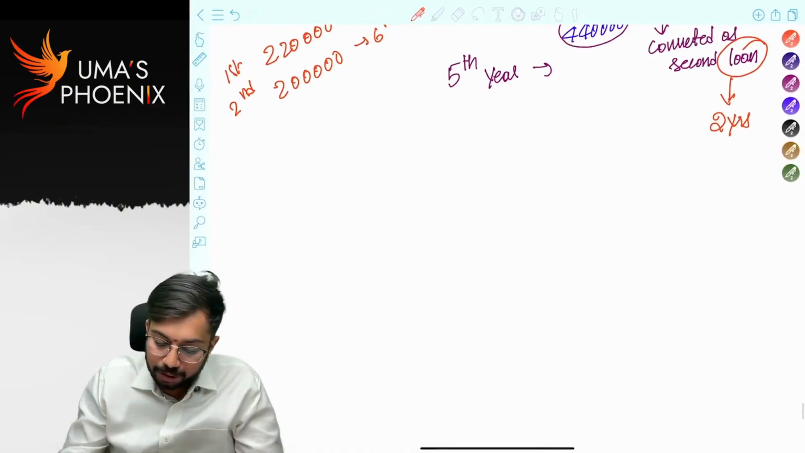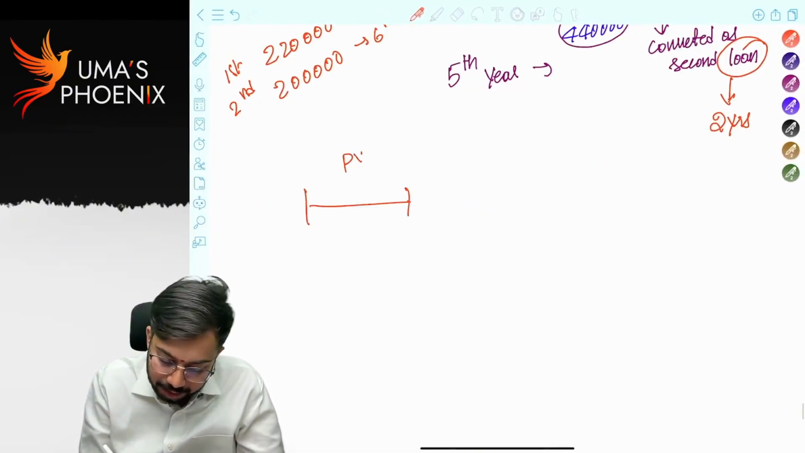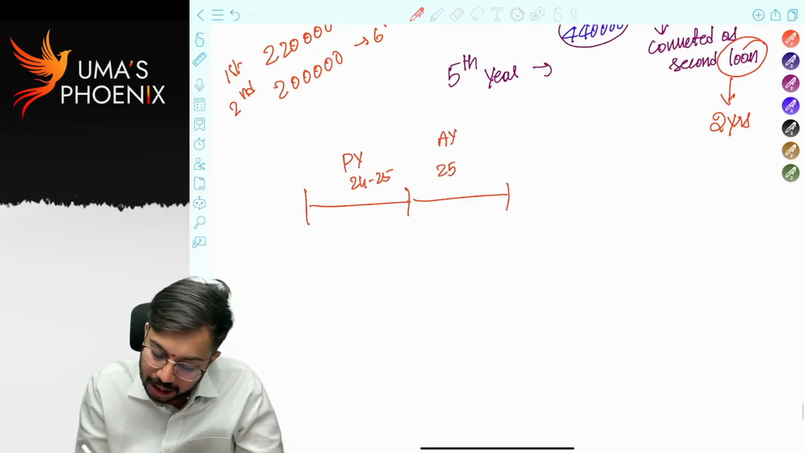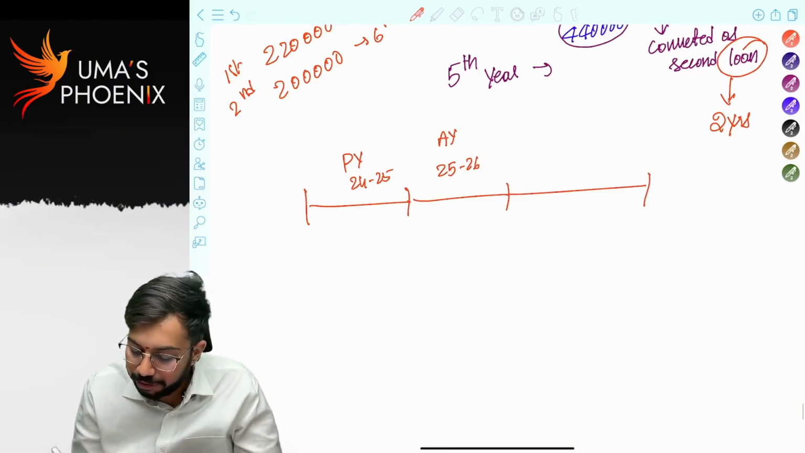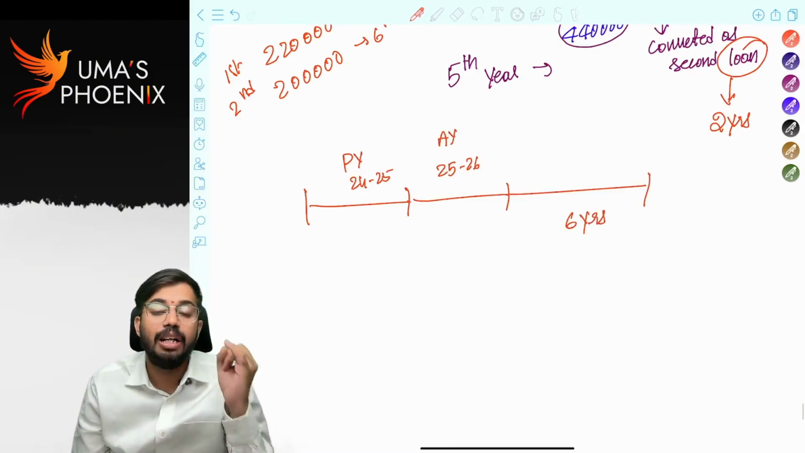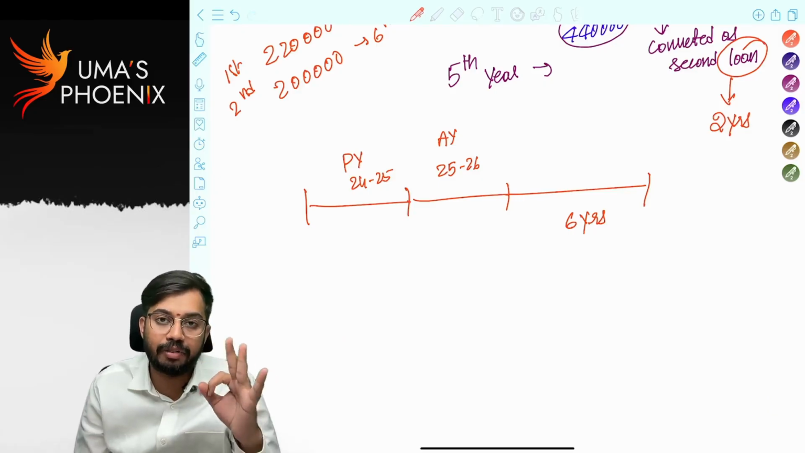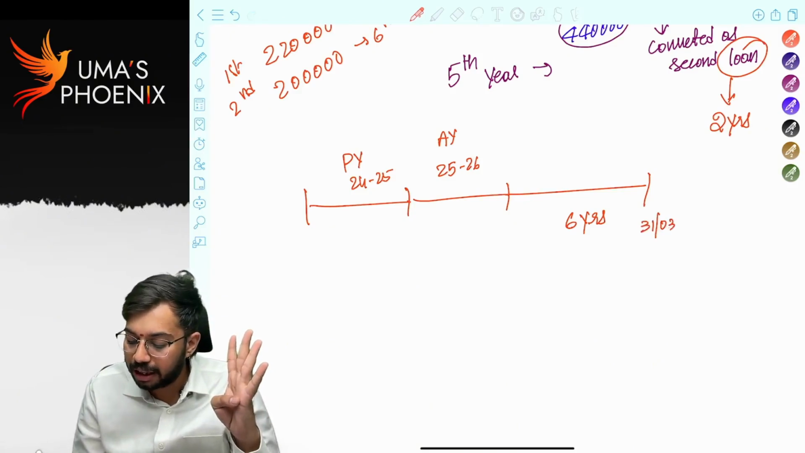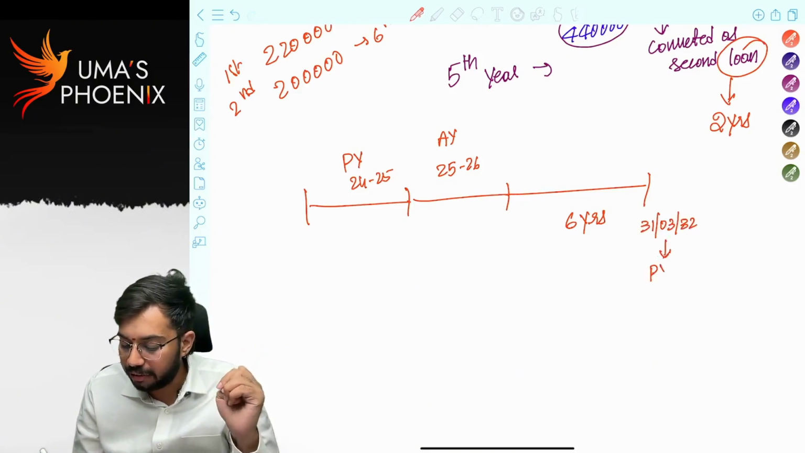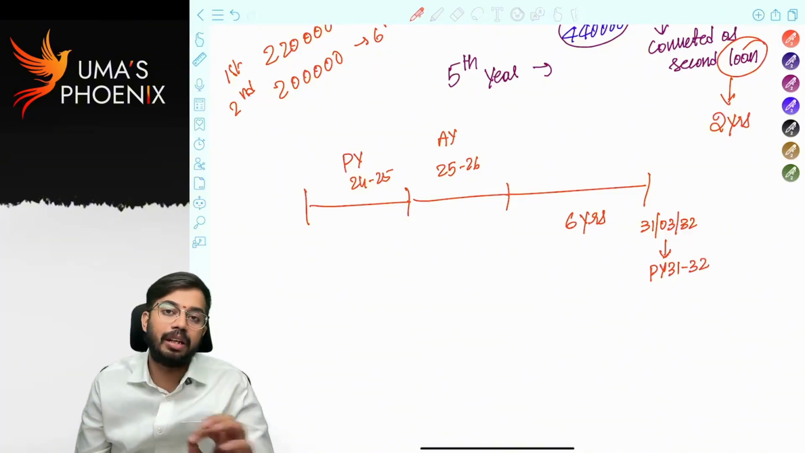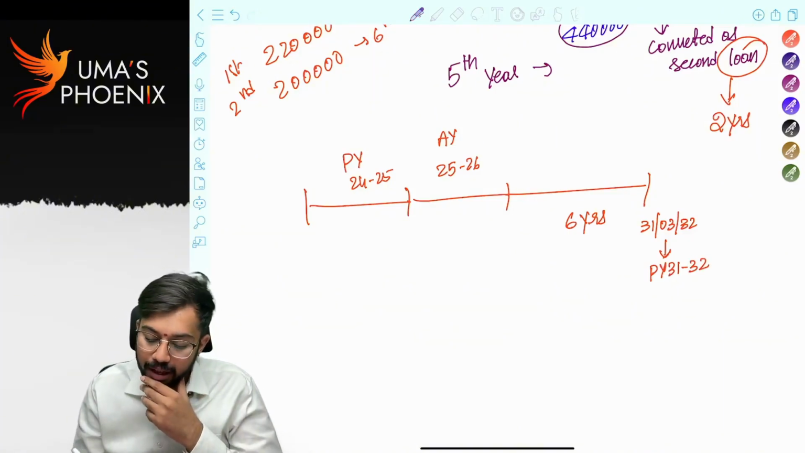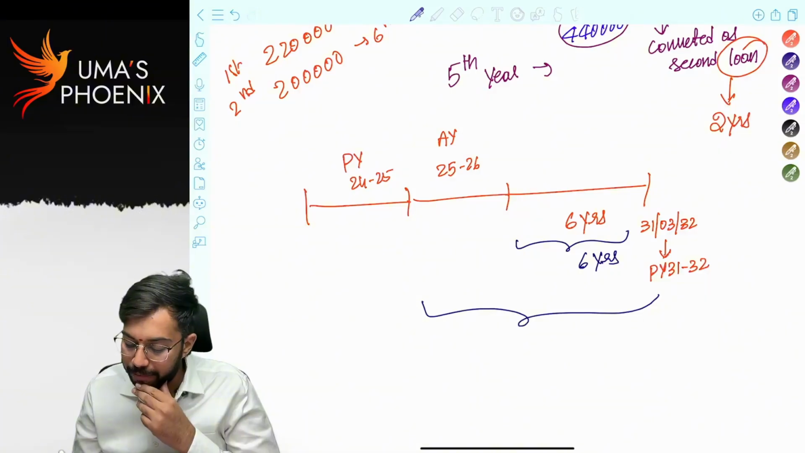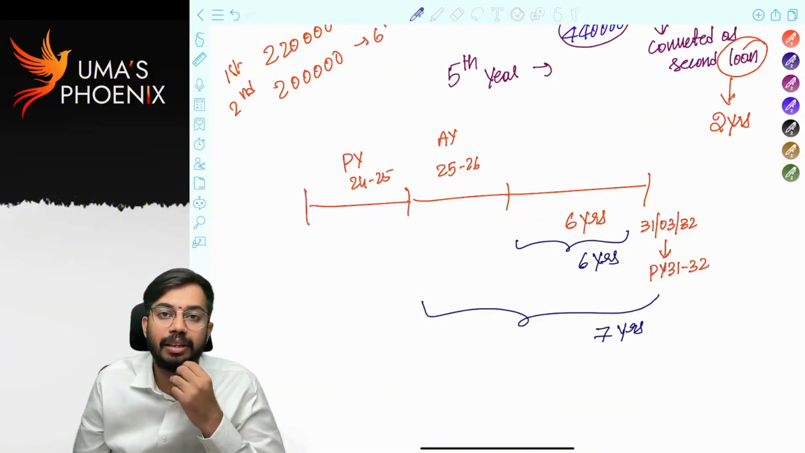Period. Books of accounts are required to be maintained for 6 years from the end of the relevant assessment year. So, let's say the previous year is 24-25. What is the corresponding assessment year? Assessment year is 25-26. From the end of 25-26, you have to consider 6 years: 26-27, 27-28, 28-29, 29-30, 30-31, 31-32. So 31st March 2032. Previous year 31-32. Till the end of previous year 31-32, books of accounts are required to be maintained. If you calculate from the end of the assessment year, it is 6 years. If you calculate from the end of the previous year, it is 7 years. Is it clear?